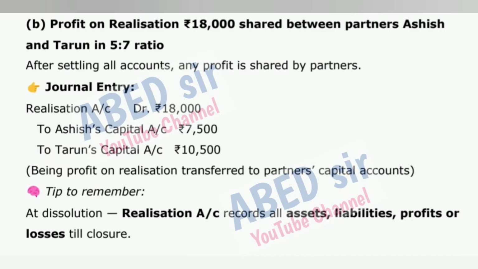B. Profit on realization, 18,000 rupees, shared between partners Ashish and Tarun in 5:7 ratio. After settling all accounts, any profit is shared by partners. Journal entry: Realization A/c Dr. 18,000 rupees, To Ashish's Capital A/c 7,500 rupees, To Tarun's Capital A/c 10,500 rupees. Being profit on realization transferred to partners' capital accounts. Tip to remember: at dissolution, the realization account records all assets, liabilities, profits or losses till closure.